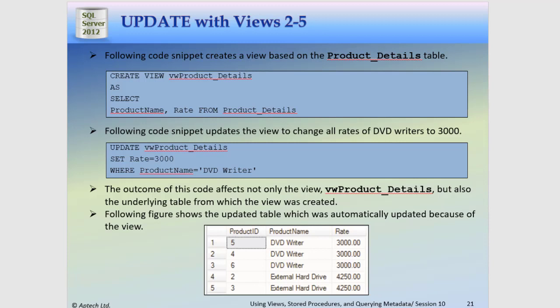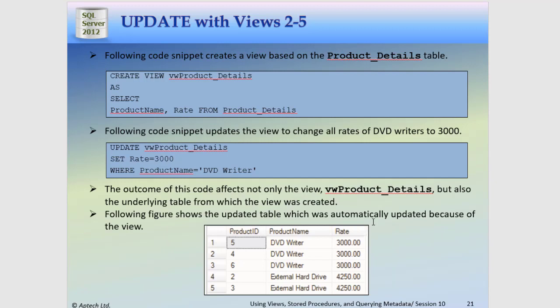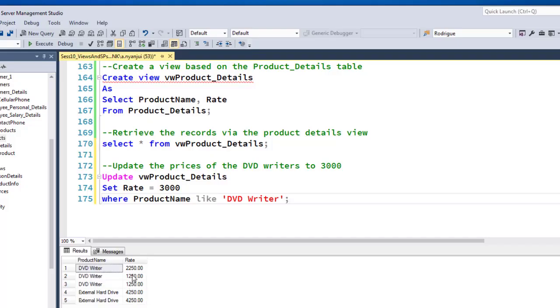Okay, the next thing we want to do is to update using this particular command, and we want to change the prices of all DVD writers. The current values are 2250, 1250, and 1250. We want to change all these to 3000. Now let's do this very quickly. Highlight this, copy, let's meet in the query window. Now you can see what it is that we have currently.